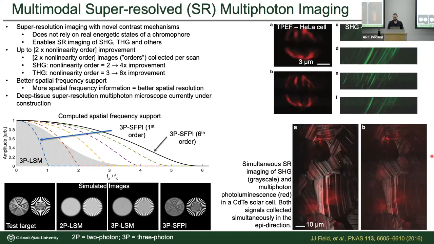Okay. I see another question in the chat. Is the tissue depth limit mostly due to water and biological tissue? It is a limitation. It's a big limitation. It's not the main limitation. Practically, the main limitation is scattering of the illumination light and background fluorescence.